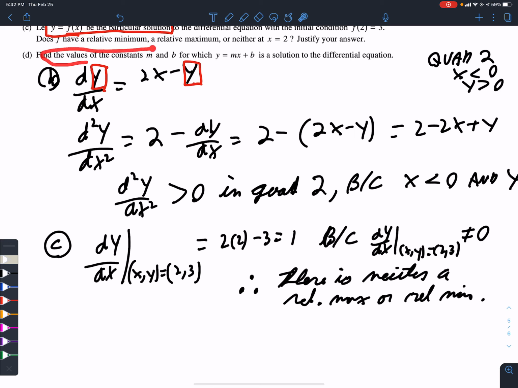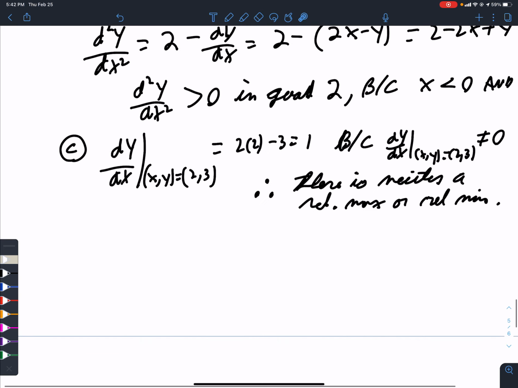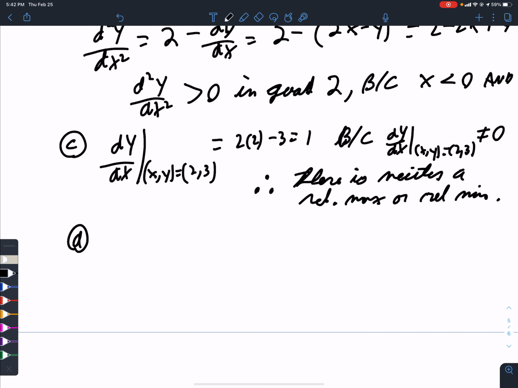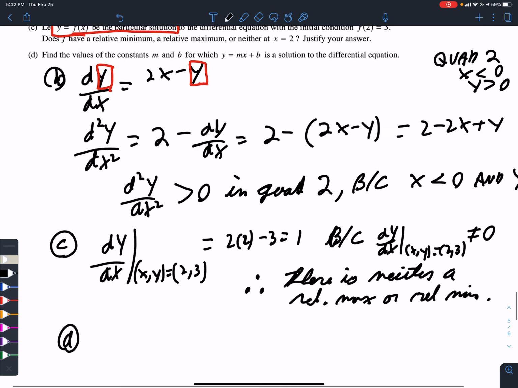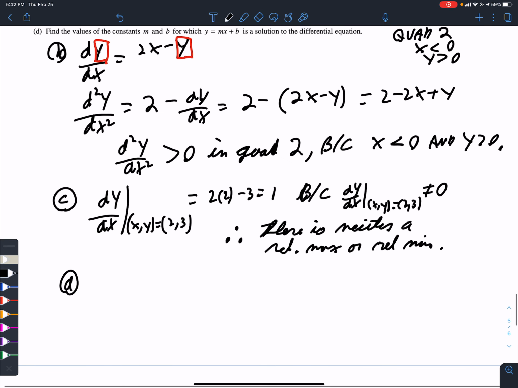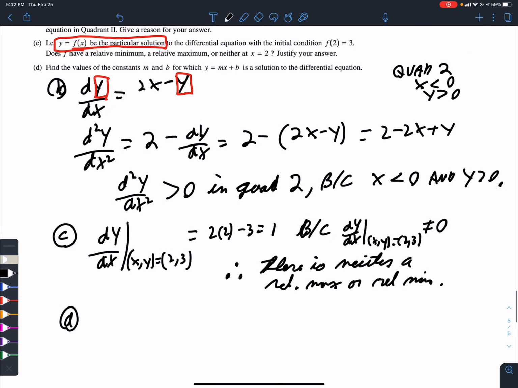Find the values of constants m and b where y equals mx plus b is a solution to the differential equation. Okay, this one was a shock to the system for a lot of people. It's a tough question if you don't have practice, but once I explain it, it should make a lot of sense. Here's our differential equation: dy dx equals 2x minus y.